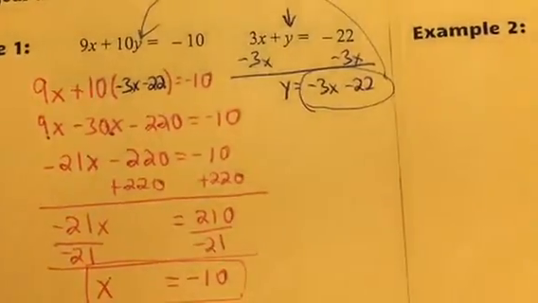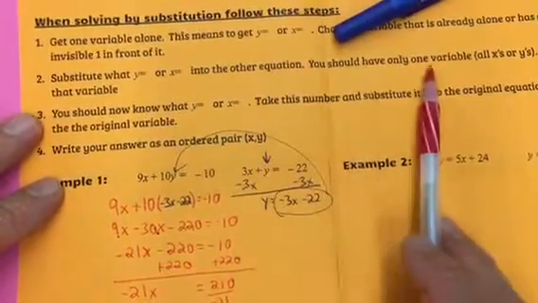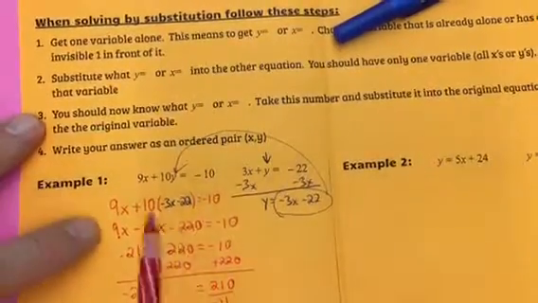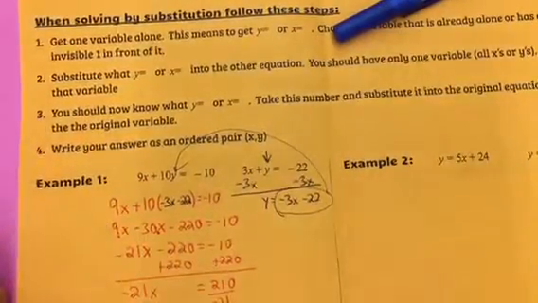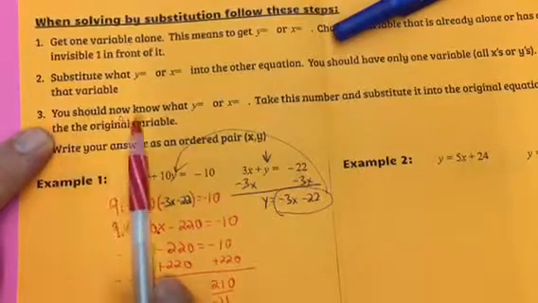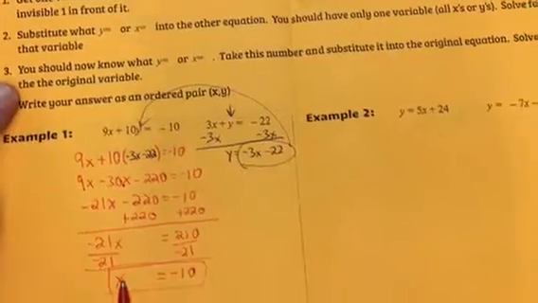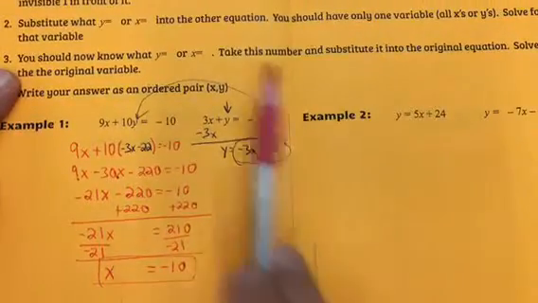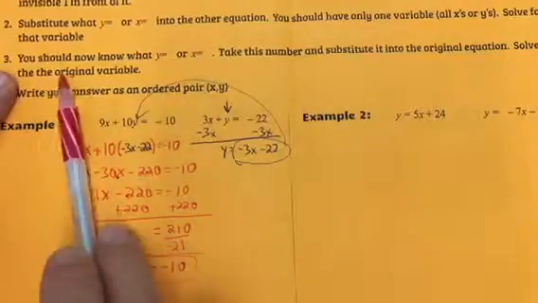All right, so let's zoom back in. Zoom back out. It says substitute what it equals into the other equation. You should have only one variable, all x's or all y's. I had only x's. Solve for that variable. I found my x. Now we're on step 3. You should now know what y equals or x equals. We know what x is. Take this number and substitute it into the original equation and solve for the original variable.